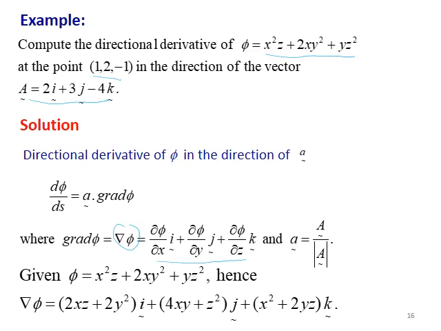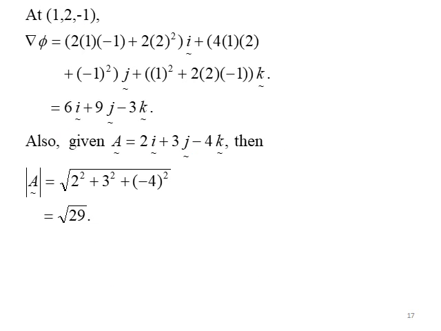Okay, this is phi. Then I will differentiate phi, which is given in the question here, with respect to x multiplied by i, with respect to y multiplied by j, with respect to z multiplied by k. Now I will substitute the values of the point x, y, z. As you can see here, we learned this, we already solved the problem. So this is the gradient.